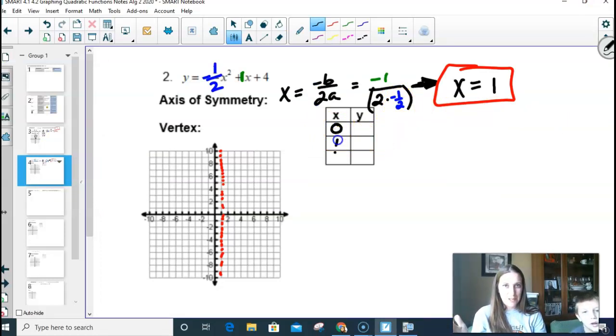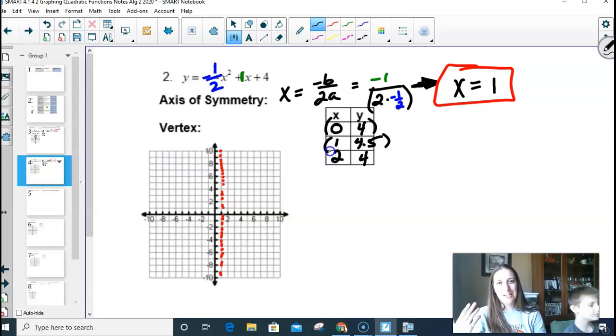Okay. It was 0 and 1 and 2. And the numbers were 4, 4.5, and 4.5. All right. And then we got symmetrical points, so that one's a 4 as well. So the axis of symmetry indicates where the center was, which means you know where your vertex was.